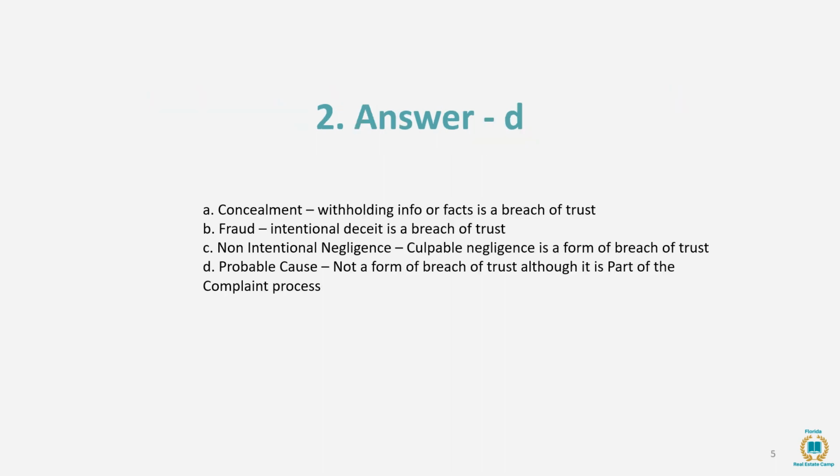The answer is D. All of these are breach of trust except for probable cause. It's not a form of breach of trust, although probable cause is part of the complaint process after someone commits breach of trust. So it's in the family, but it's not the same.